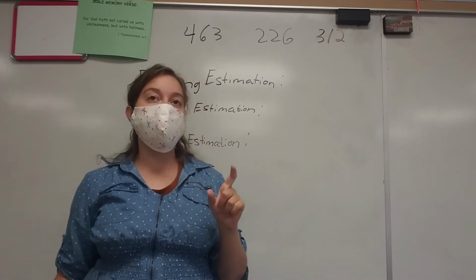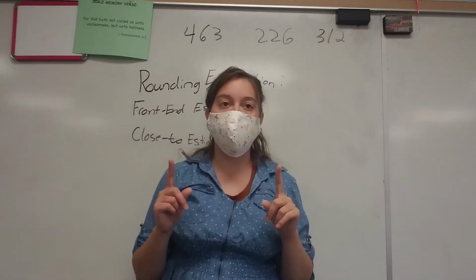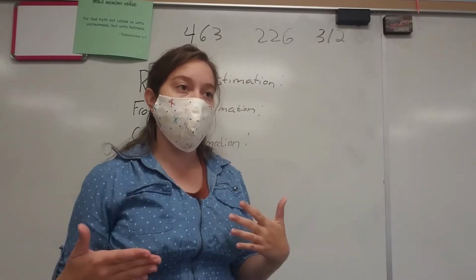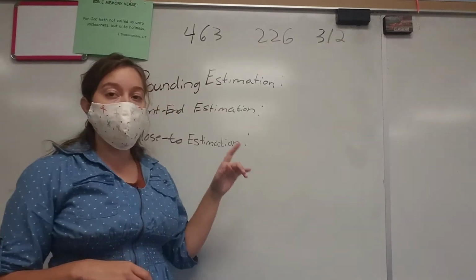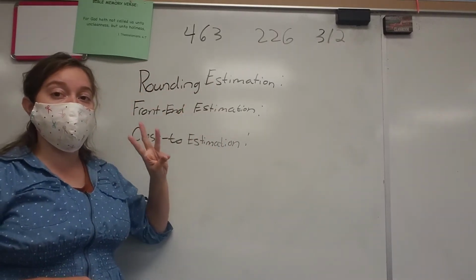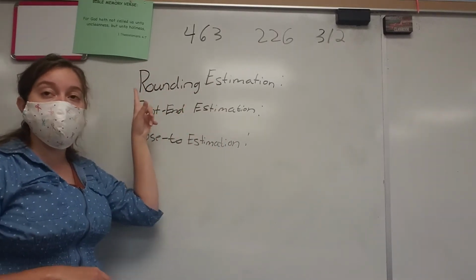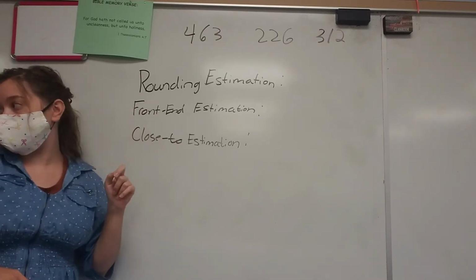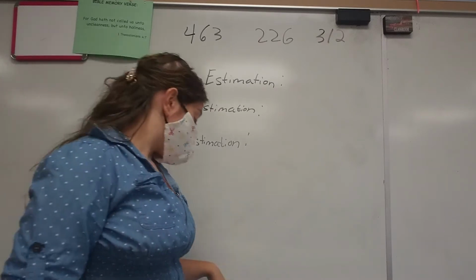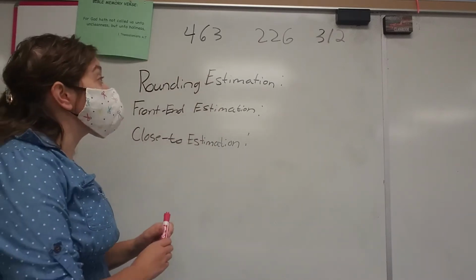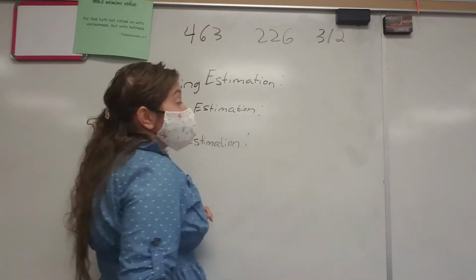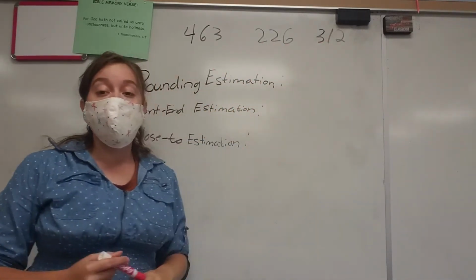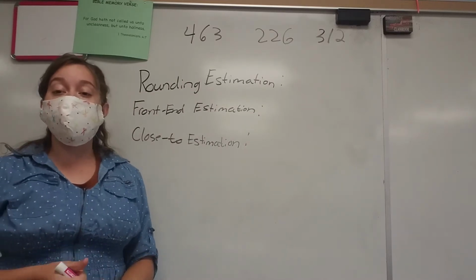Just like we did the other day with Noah's Ark and the houseboat. We did an educated guess on what it was close to, right? So, we have 3 strategies. We have rounding estimation, front end estimation, and close to estimation. Everyone looking? Okay. So I'm going to use these 3 numbers up at the top. 463, 226, and 312. We're looking at estimating sums and differences.